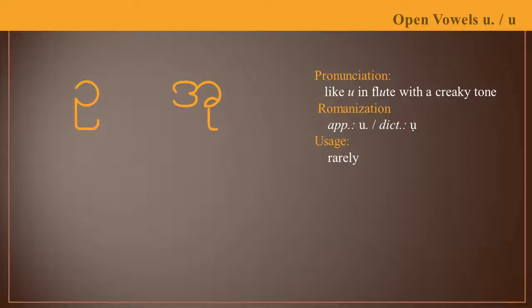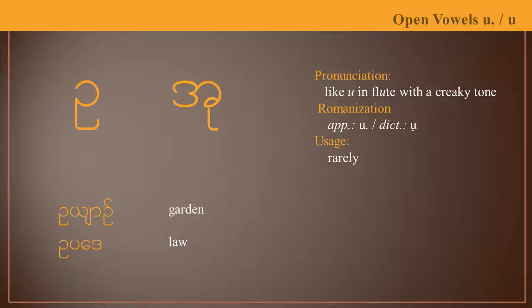Oo. Its romanized form on the language app is the letter U followed by a period. In the dictionary, that period appears beneath the letter U. Its usage is very rare. But here's a couple of words you're going to find on the language app. The word for garden, ooyin.